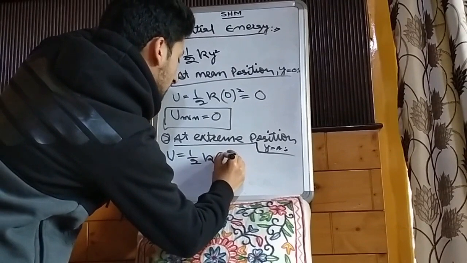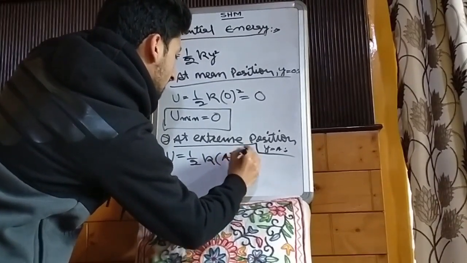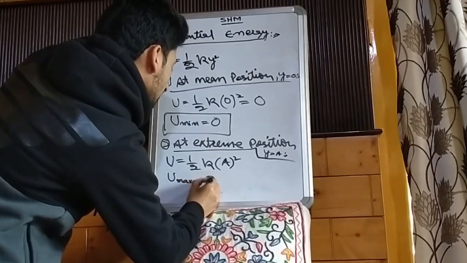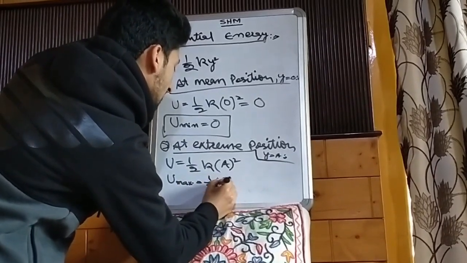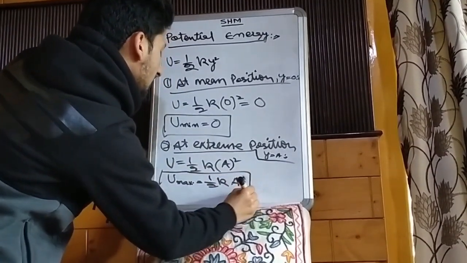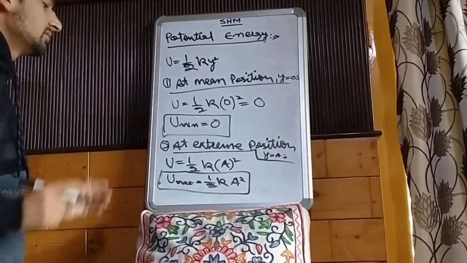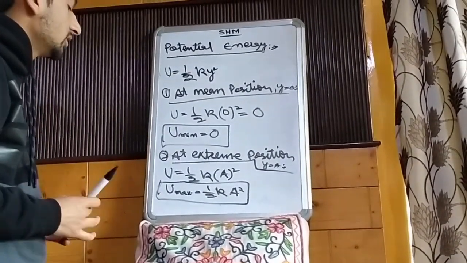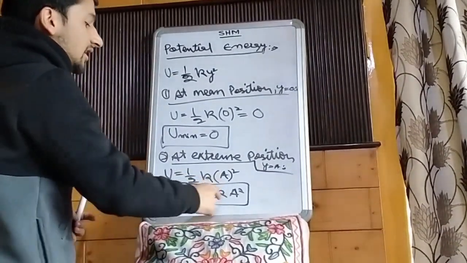We will write a in place of y. So U max will be equal to 1/2 of k a square. So this is the maximum value of potential energy. So the maximum value of potential energy of a particle executing simple harmonic motion is equal to 1/2 of k a square.